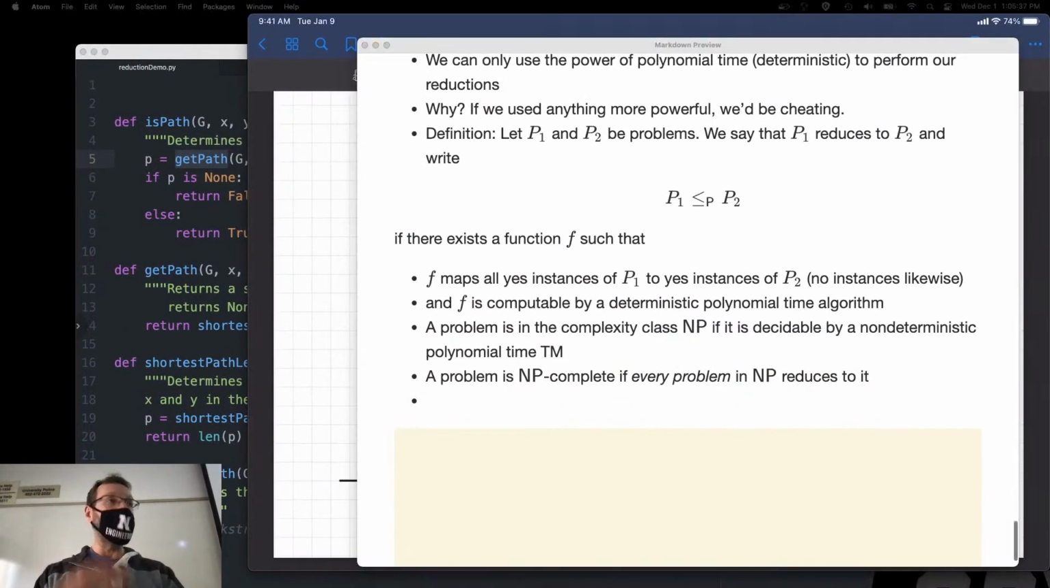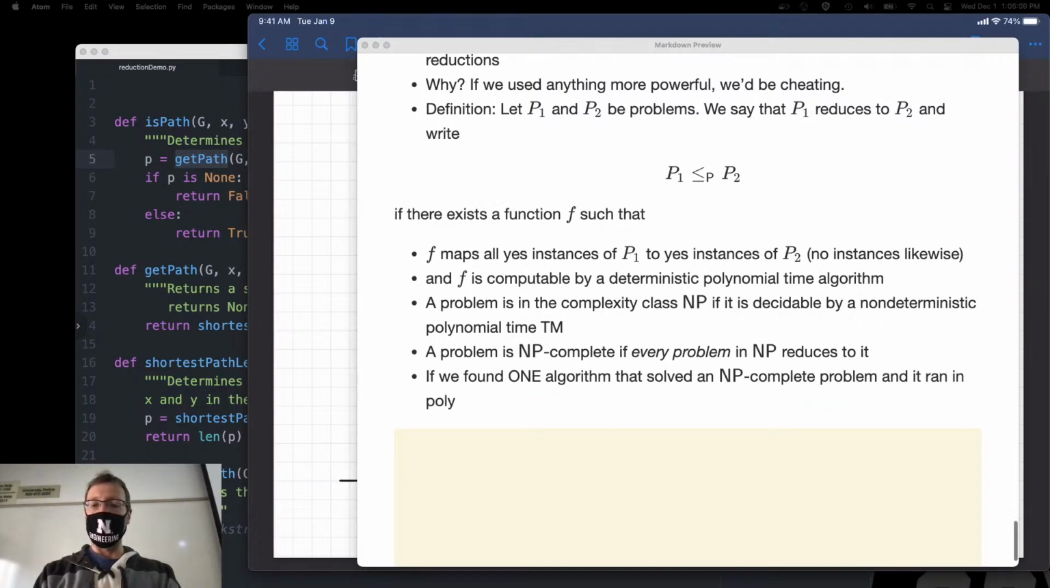Why is it good to talk about this NP complete problem? Because all I have to do is come up with one algorithm. If we found one algorithm that solved an NP complete problem, and it ran in polynomial time, then what would we have established?